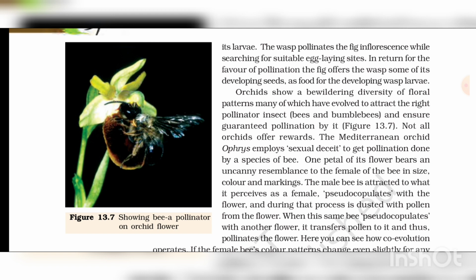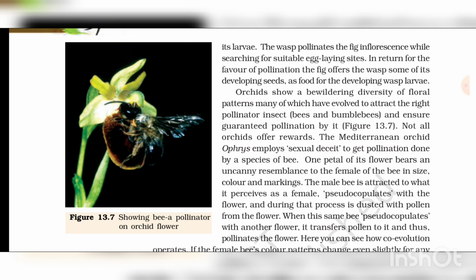Orchids show a bewildering diversity of floral patterns, many of which have evolved to attract the right pollinator insects and ensure guaranteed pollination by it. Not all orchids offer rewards. The Mediterranean orchid employs sexual deceit to get pollination done by species of bee.